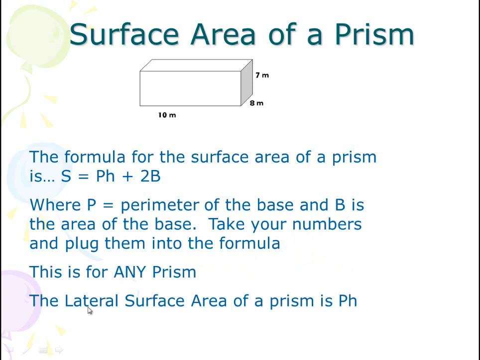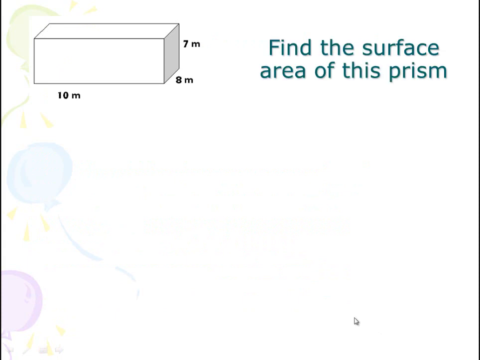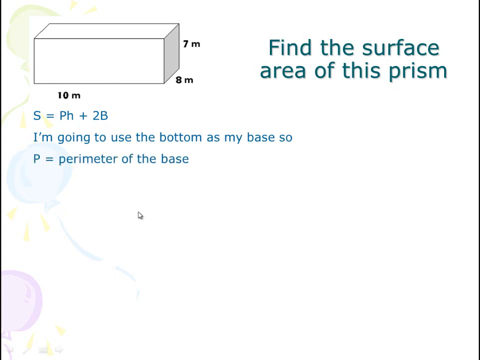Now, the lateral surface area of a prism is just the perimeter of the base times the height, because remember, it's without the bases. So let's take a look at this prism. I'm going to find the surface area of this prism. The first thing I need to do is write my formula down and then find my numbers in my formula. My big P stands for perimeter of the base. In this particular problem, I'm going to use the bottom as my base. So perimeter of the base is adding up all the sides.